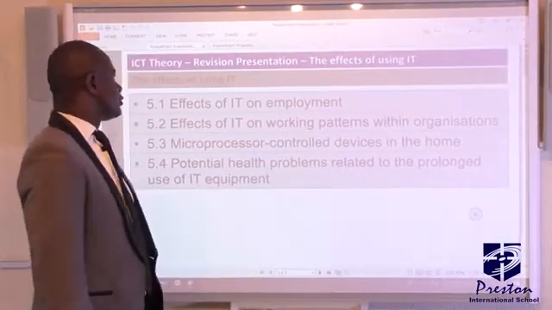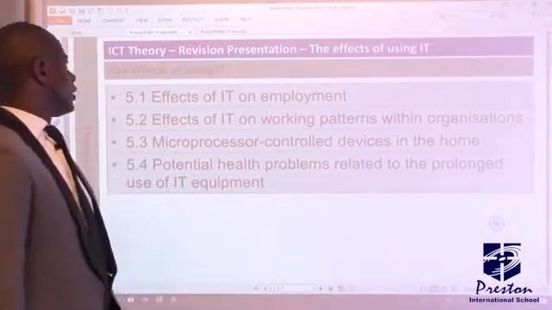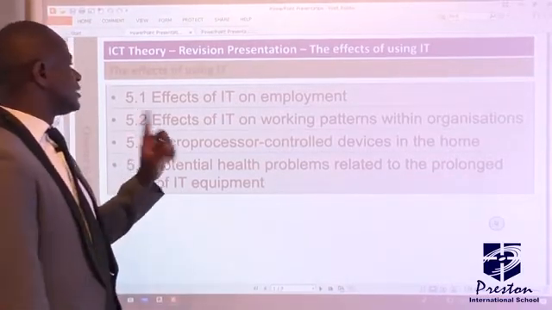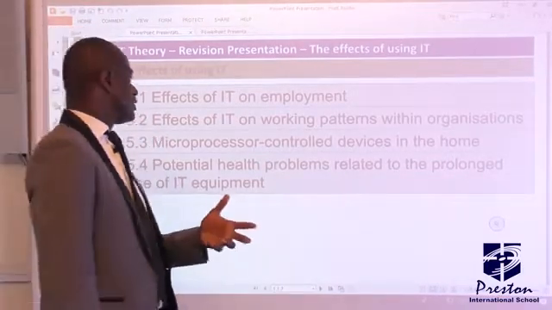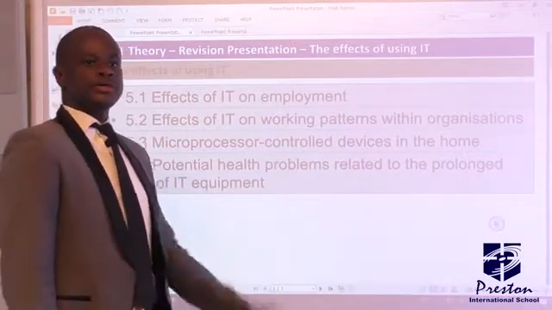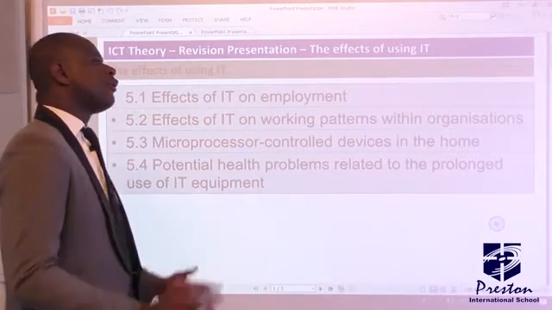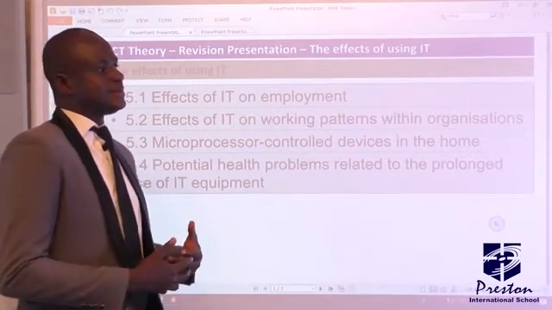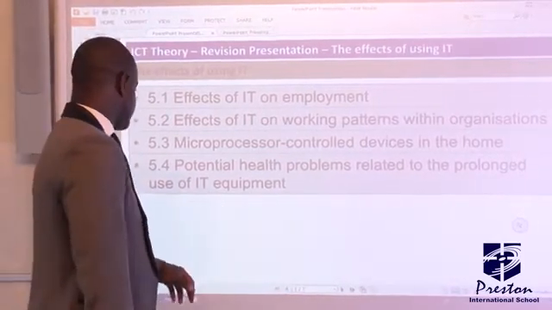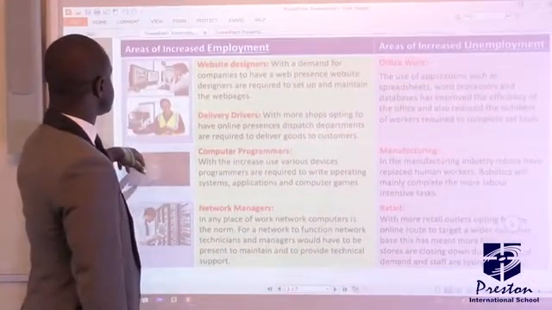In this class, we'll be looking at the effects of using IT. So, what are the effects of using IT on employment? What are its effects on working patterns within organizations? What are its effects in our homes based on the microprocessor control devices that we use in our homes? And what effect does IT have on our health? So we'll be considering all that in this class.